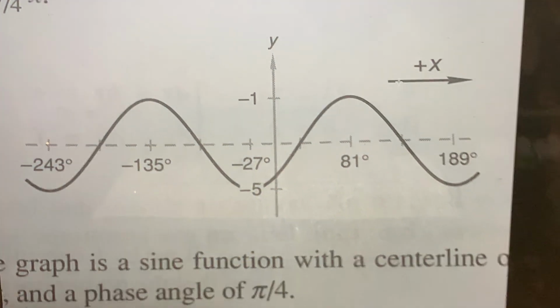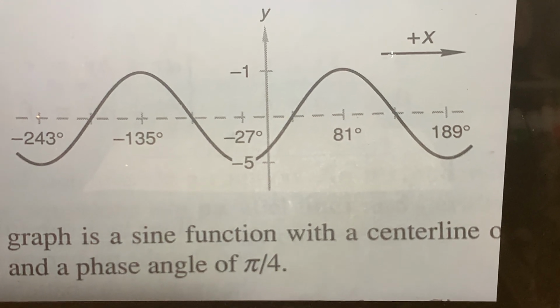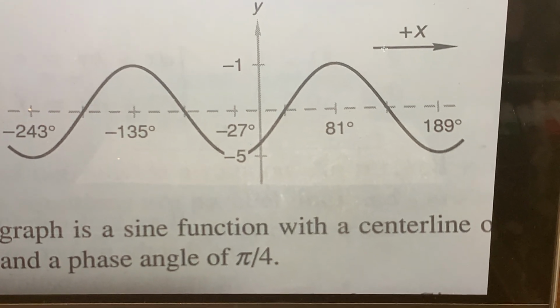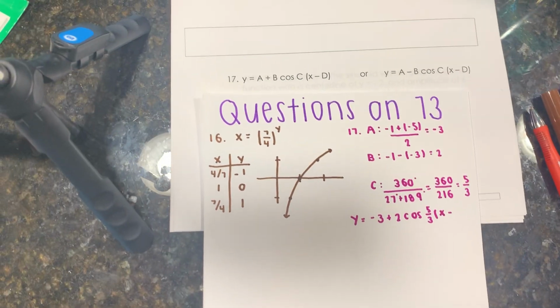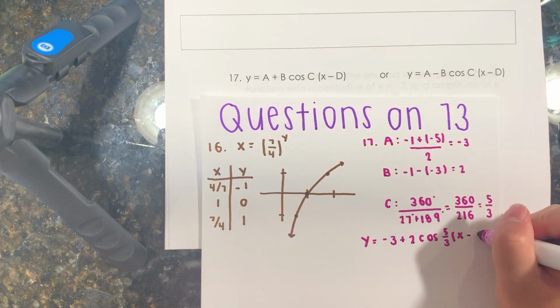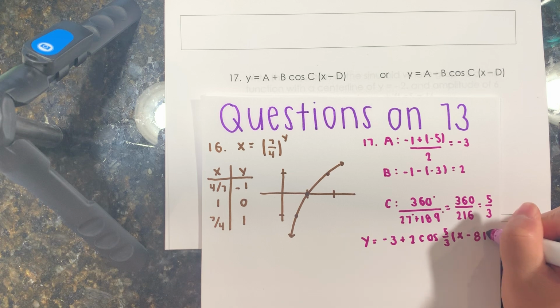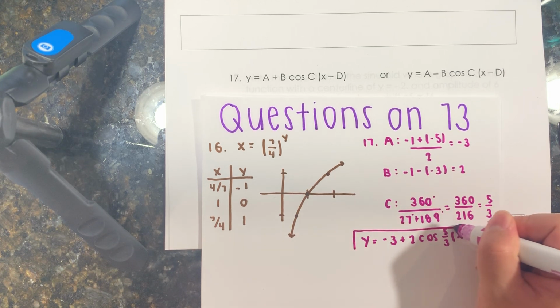So currently you will see that the function is peaking at 81, and I want positive 81, so I need to shift it back in the negative direction 81 degrees. So my phase shift is 81 degrees. And that would conclude your answer.